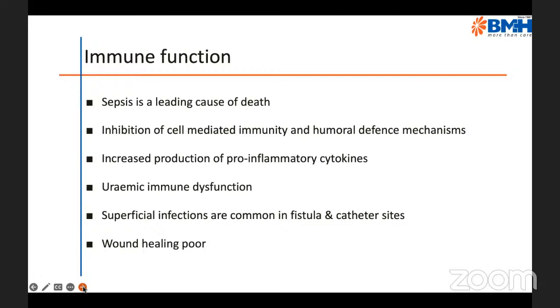Sepsis is a leading cause of death in patients with CRF. There is inhibition of cell-mediated immunity and humoral defense mechanisms, and increased production of pro-inflammatory cytokines and uremic immune dysfunction also. So you have to notice that superficial infections are very common. If there is one, you have to document it, especially on the fistula and catheter sites, and you have to anticipate delayed wound healing also.